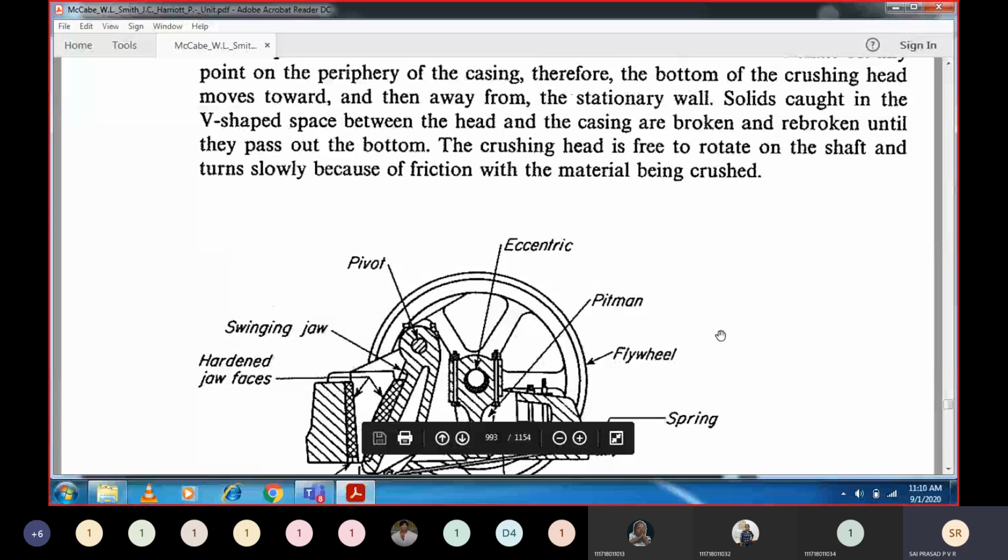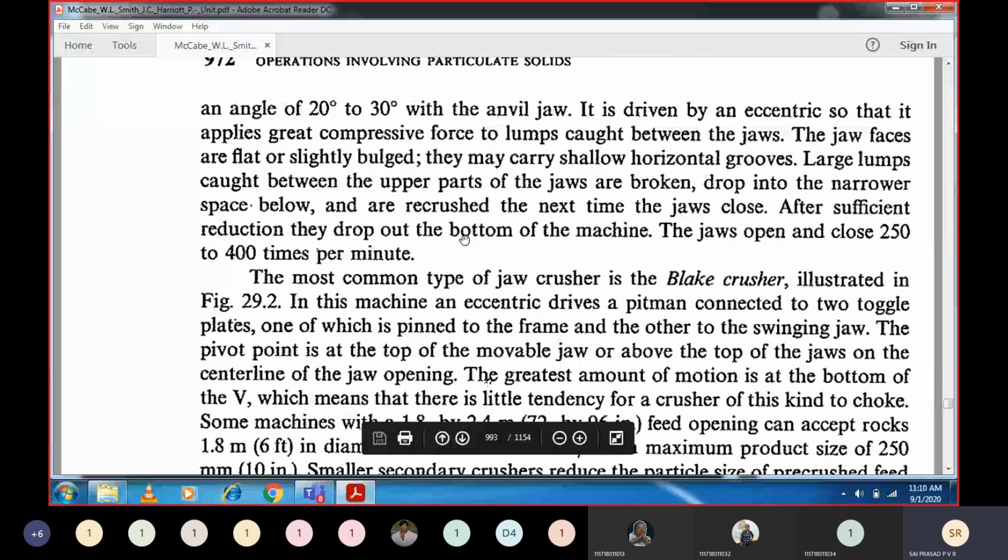And after sufficient reduction, the jaws open and close around 250 to 400 times per minute. So you can imagine how fast the jaws are moving. In one minute, 250 to 450 times it is moving. So you can imagine how much force is applied and how fast they are functioning. Remember, whenever the jaw is moving away from the stationary jaw, crushing will not take place. Whenever the jaw is moving towards the stationary jaw, crushing will take place. This is the law. But we cannot have much time because in one minute it is moving 250 to 400 times. So definitely the crushing will take place.